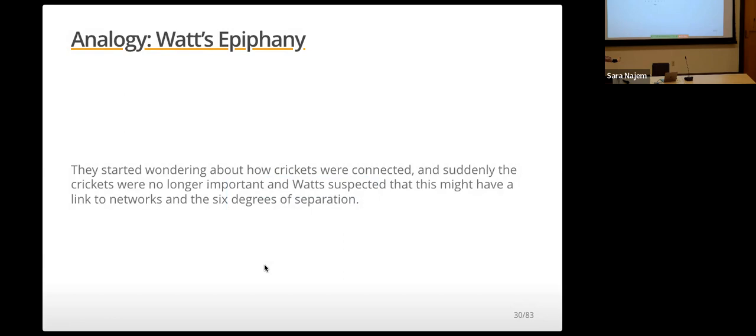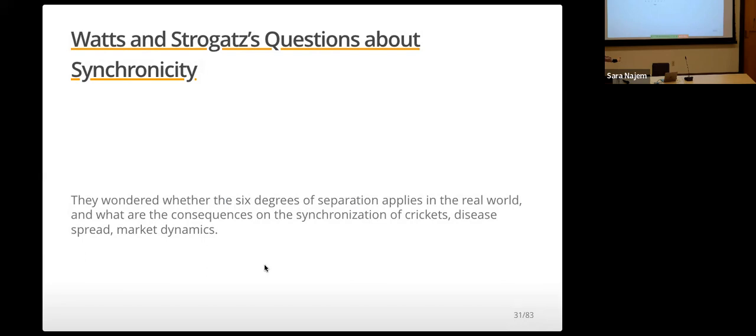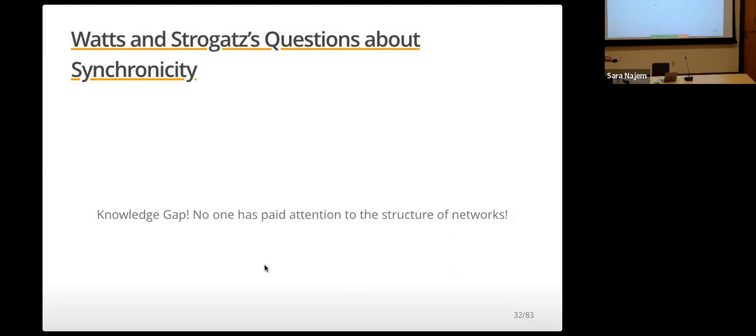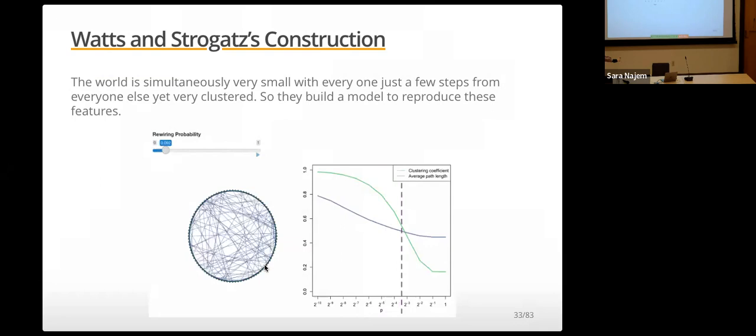Before they tested on real data, because data was scarce at the time, they thought about its repercussions on disease spread and on market dynamics. You abstract away the crickets; they're no longer important. The question is, what happens if our interactions are more like small world interactions? And to their surprise, there was this knowledge gap: no one had paid attention to the structure of networks. So they came out with a construction of networks which somehow have the property of small worldness.